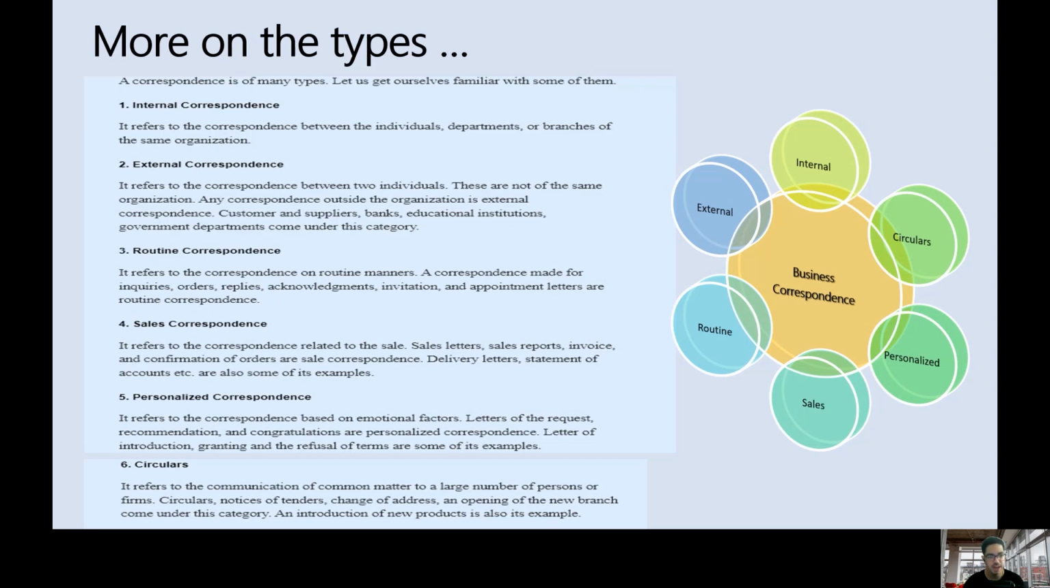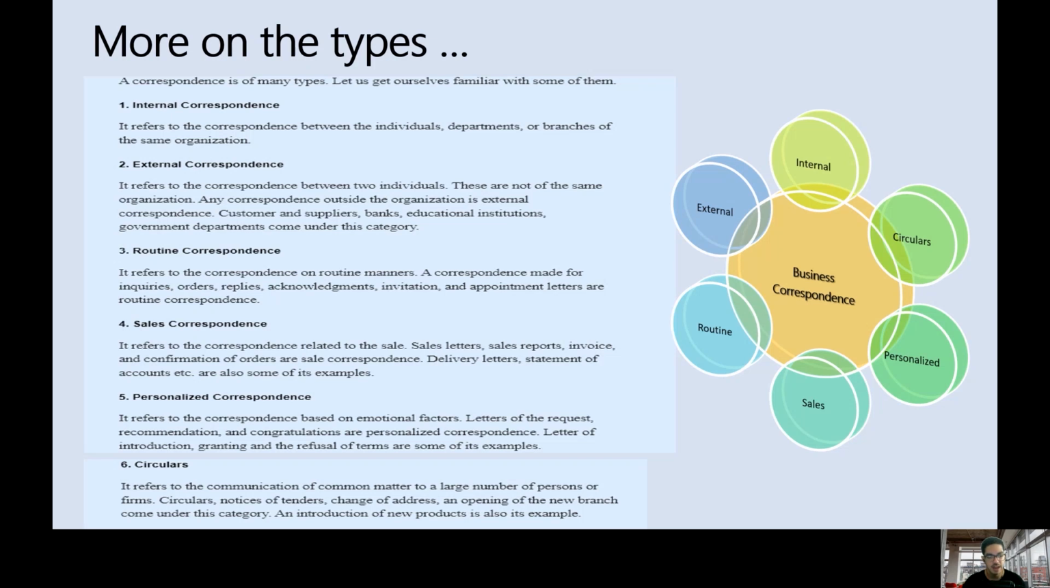Number 5, we have personalized correspondence. Personalized correspondence are going to be emails that are based on emotional factors. So think of your boss congratulating you for doing a good job last month, or if you want to talk to your boss about that promotion that he's been talking about. Granting and refusal of terms are also some of the examples of personalized correspondence. So think of anything that has an emotional factor in the email as falling under personalized correspondence.